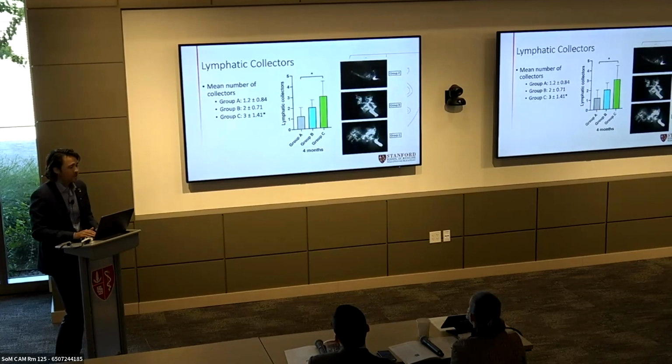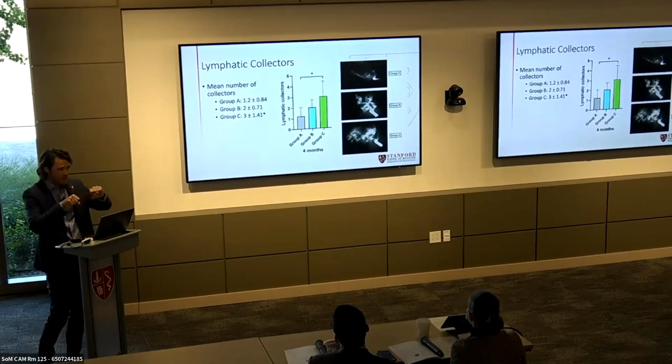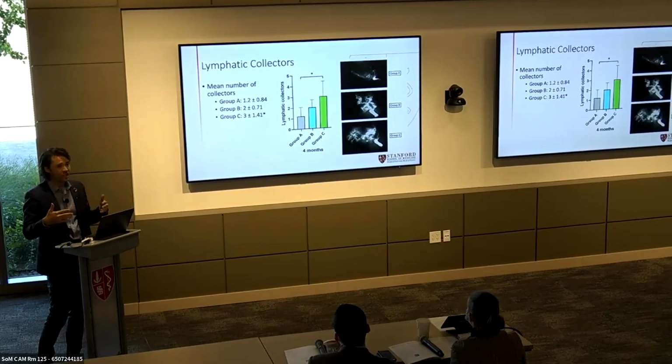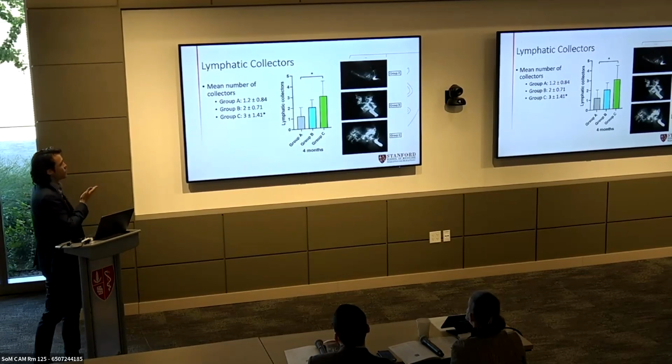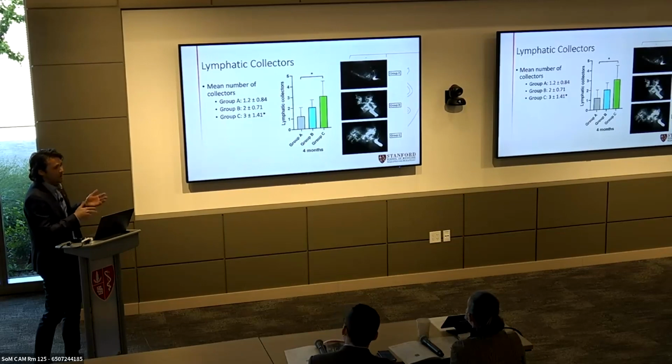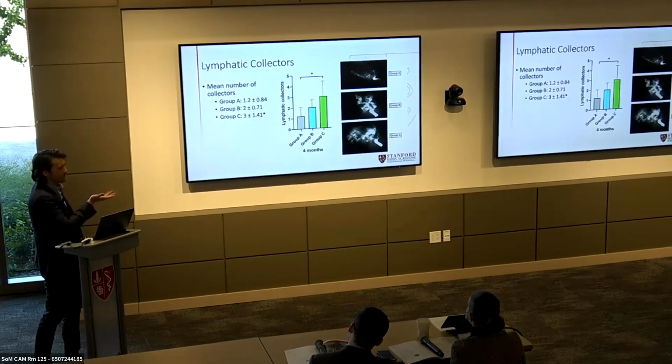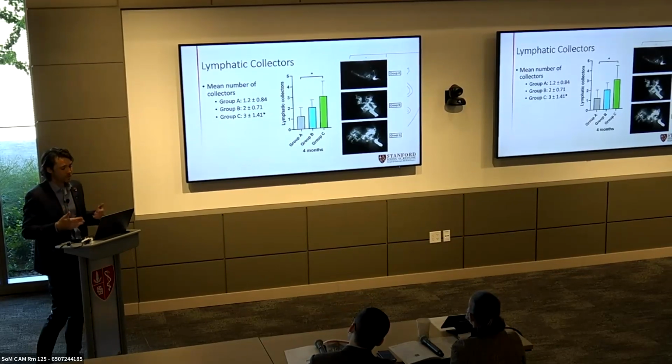We also looked at the number of lymphatic collectors, and these are the actual channels that you see lighting up on ICG lymphangiography. Okay, so the more channels, the better, the more robust your response. And so in the control group, group A, we saw about 1, whereas in our treatment group B, we saw an average of 2, and then in the group that had the flap plus the BioBridge scaffolds, we saw an average of 3 collectors. So more collectors and a more robust lymphatic recovery.